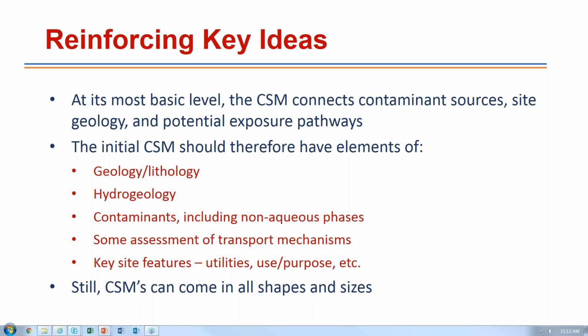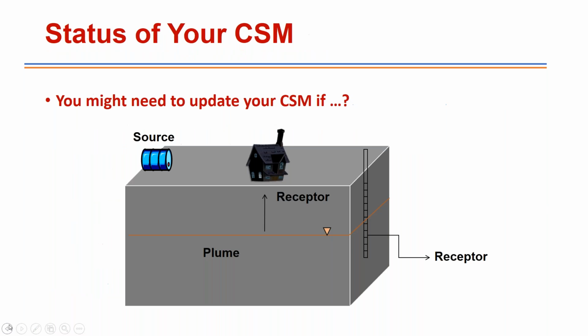So I want to illustrate this idea that CSMs, especially in the initial phases, can come in all shapes and sizes. This next slide is probably what we would call an underwhelming conceptual site model, or one that needs work. If your conceptual site model looks like this, you probably have some work to do, where you just have a source here, and then a plume and not really much definition to anything.